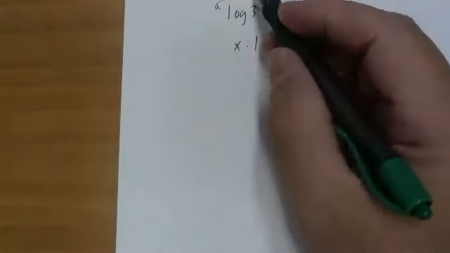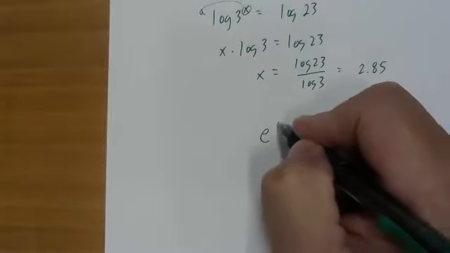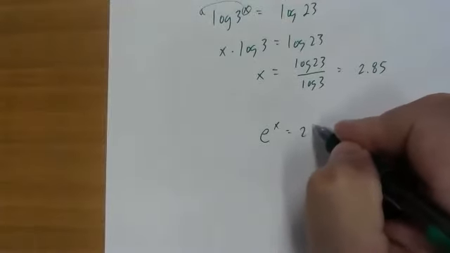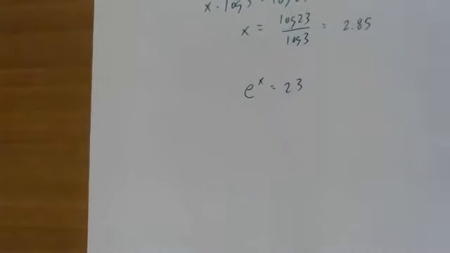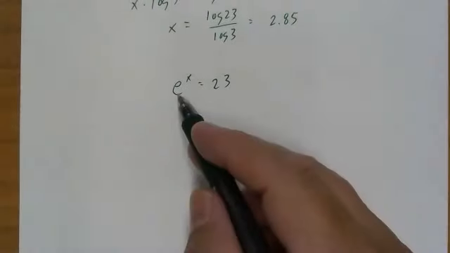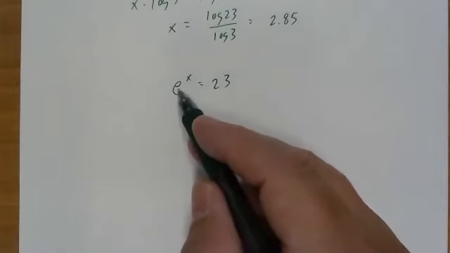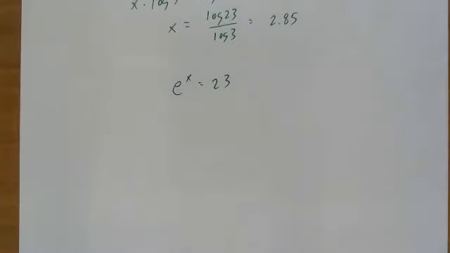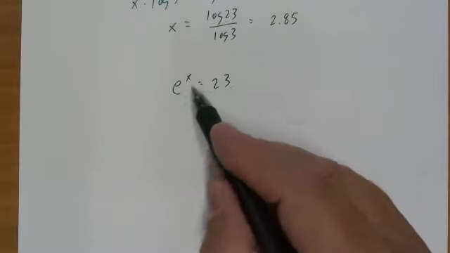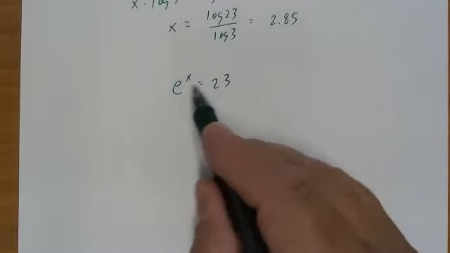Let's do an interesting one. Instead of 3 to the x equals 23, how about e to the x equals 23? Once again, don't get nervous. E is just a number. Although we don't write the number down, we call it e. I need to convert this to a log equation. I'm going to take the log of both sides.